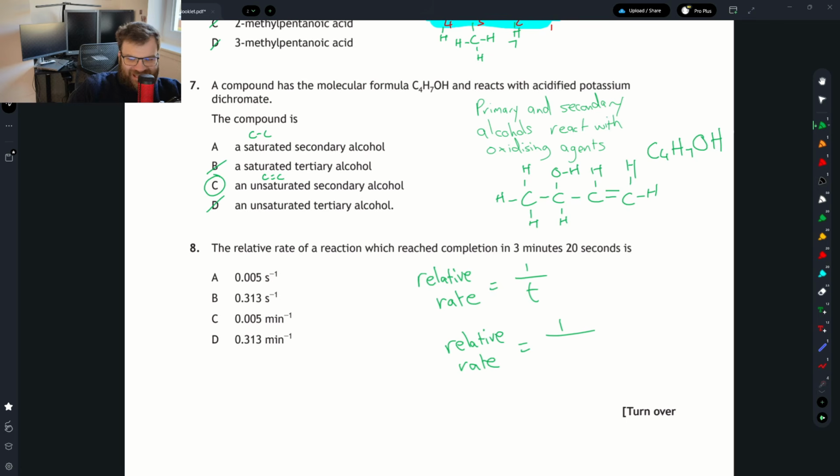3 minutes is 180 seconds, plus the 20 gives you 200 seconds. And that comes out as 0.005. For the units, it was 20 seconds. The units will be per second, s to the minus 1, and it gives us an answer of A.